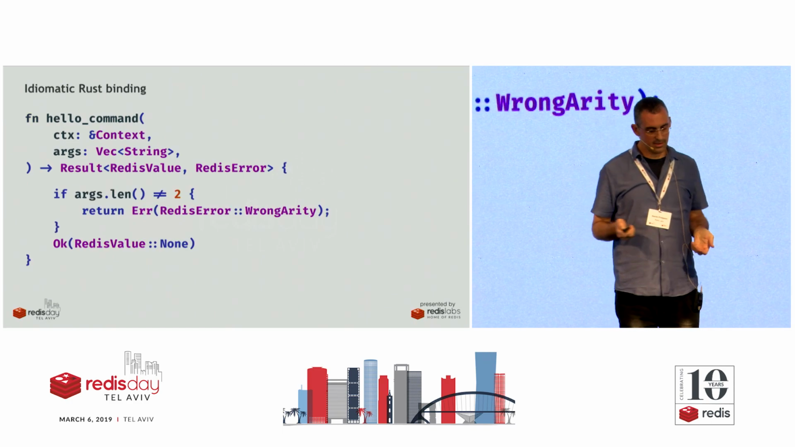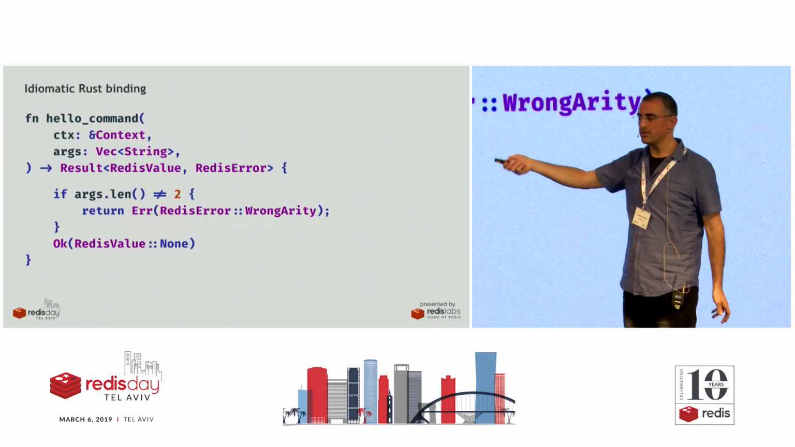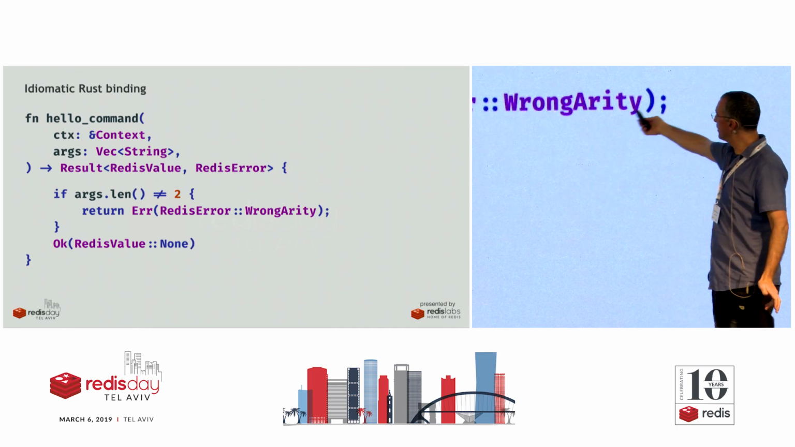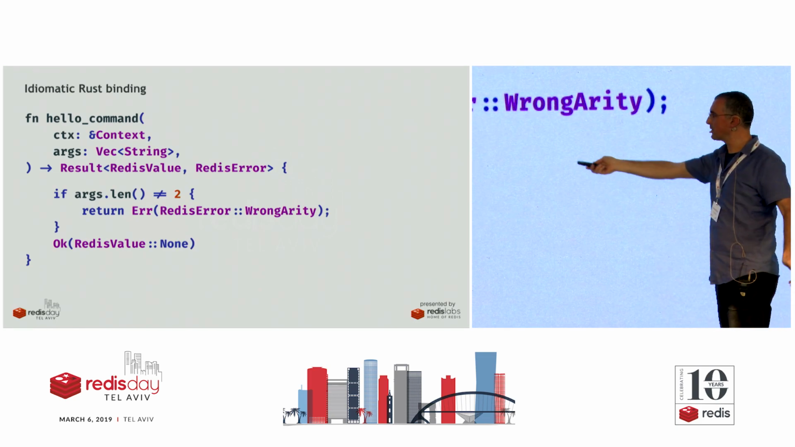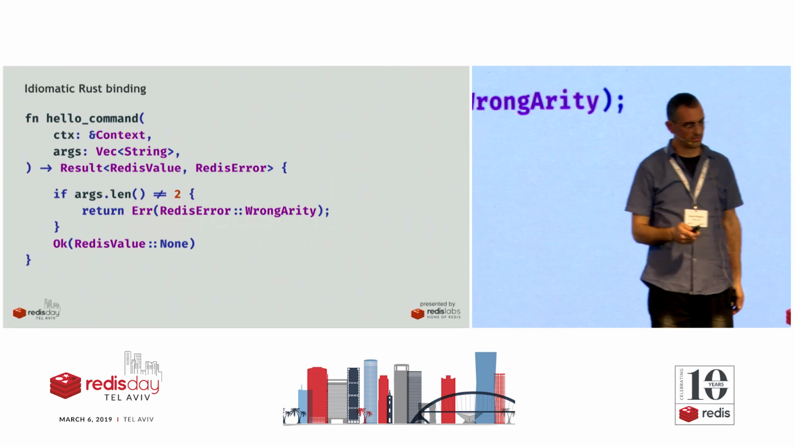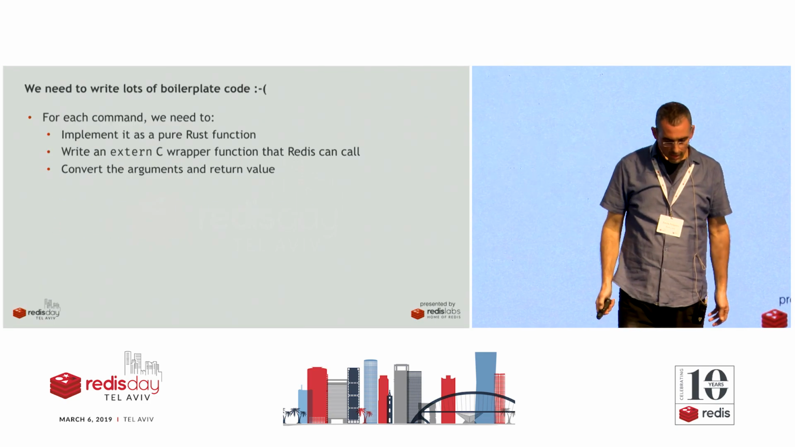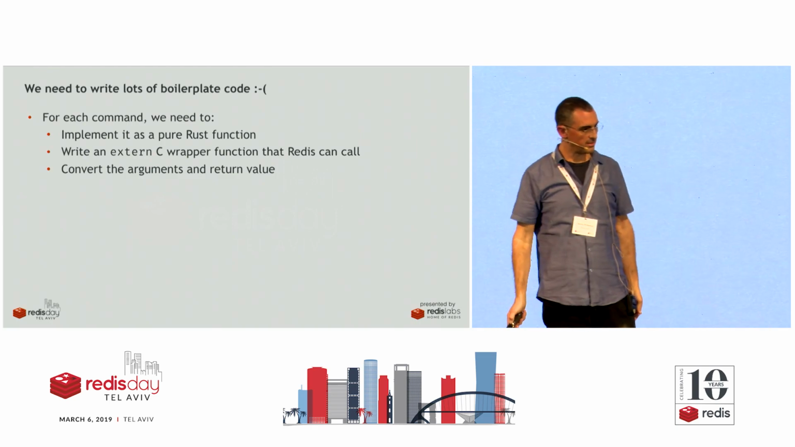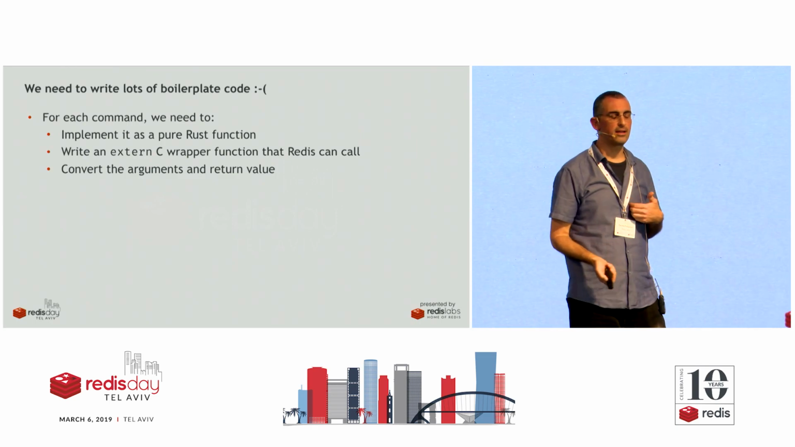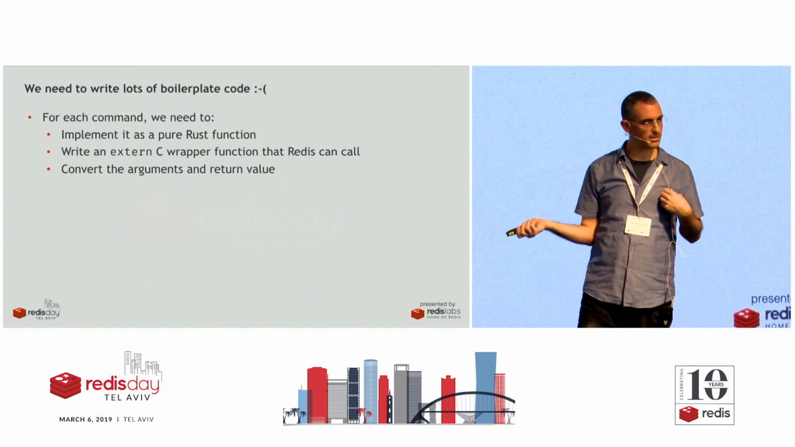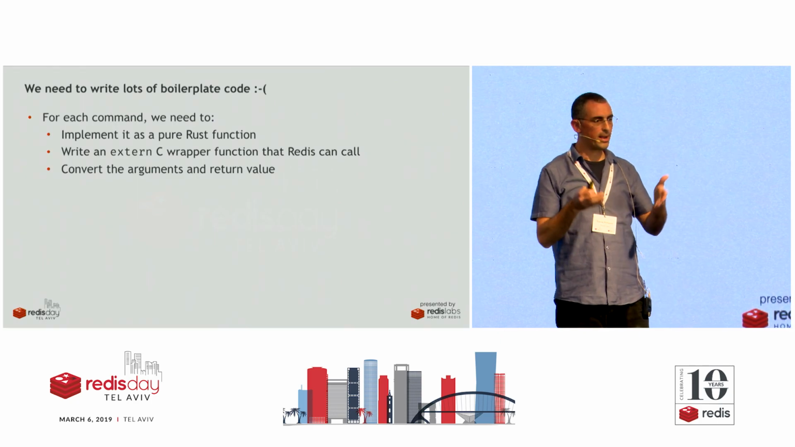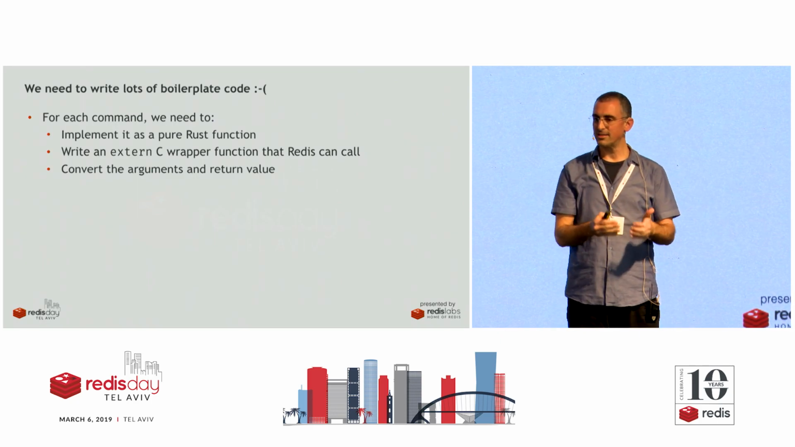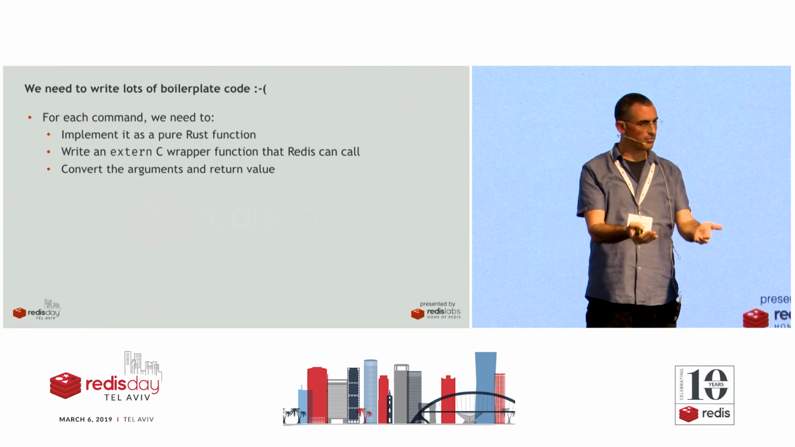The problem is, and this is how we would use it, we can either return an error with the wrong arity wrapped inside, or we can use return OK with the Redis value wrapped inside. The problem is that as a programmer, I need to write lots of boilerplate code because I want to write these idiomatic Rust functions. But I need something that wraps each Rust function and creates the C-compatible wrapper for Redis to call.